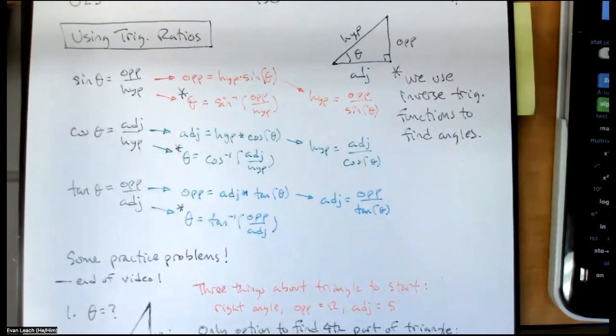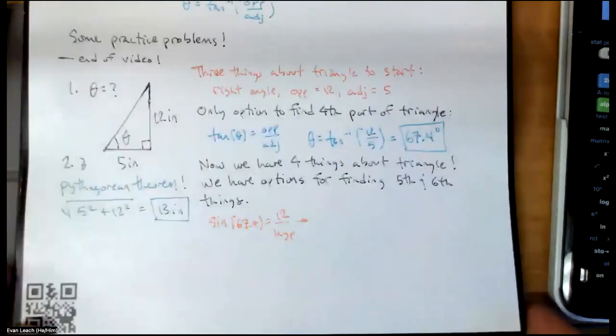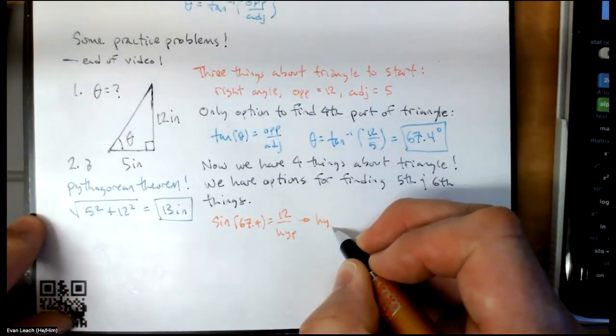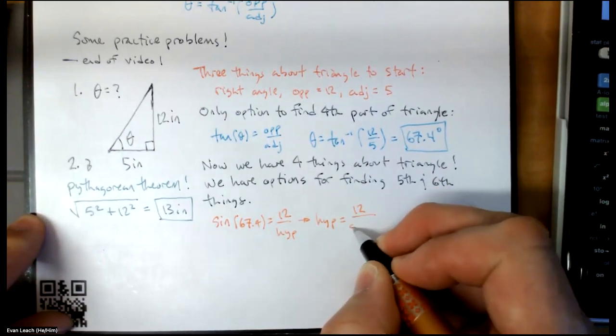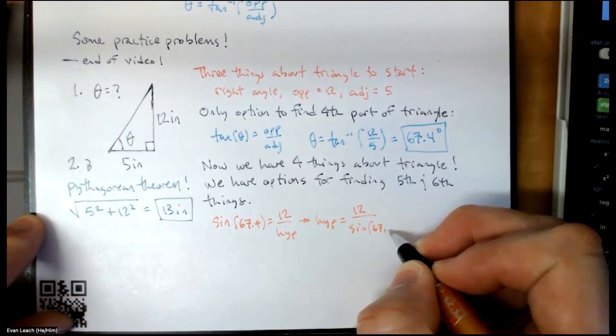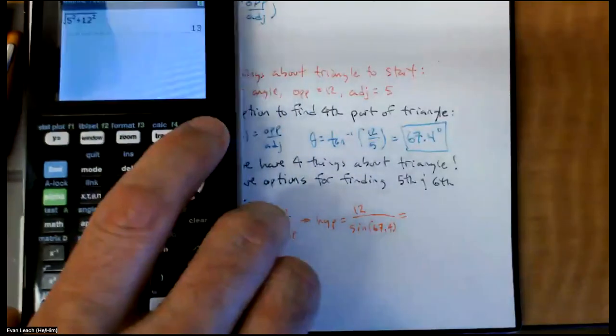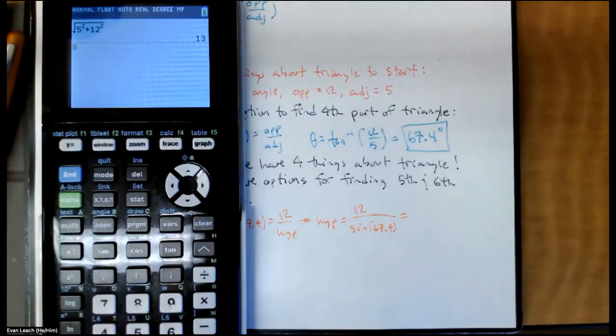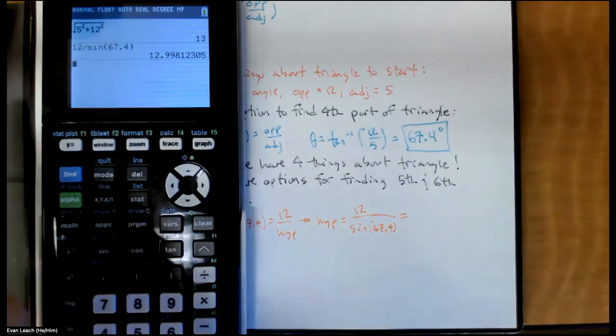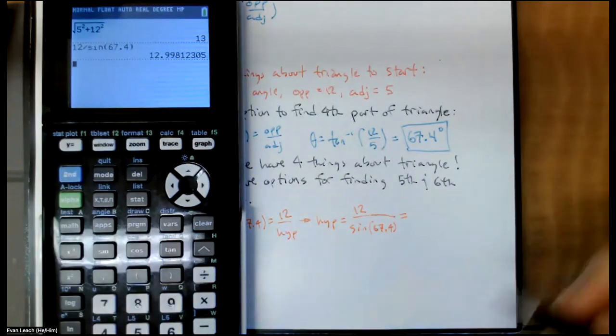So just following the map that I have up here, the hypotenuse is going to be the opposite divided by the sine of the angle. So I can grab my calculator and take 12 divided by the sine of 67.4. Why did it come out like this and not 13? I mean, if I round it to the nearest tenth even, I get 13.